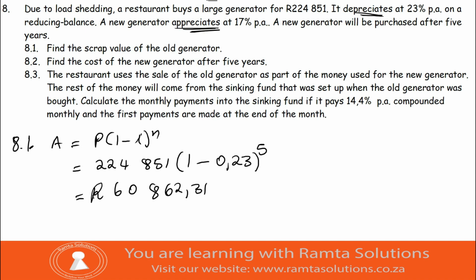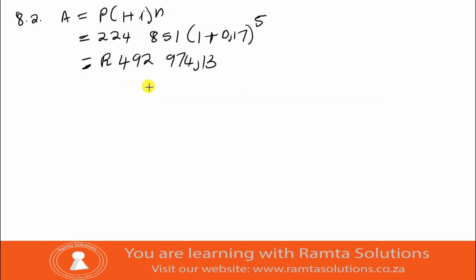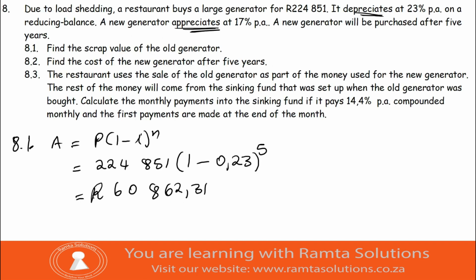Wow, this is crazy. Look at its value after 5 years. The value of an old generator after 5 years, and look at the value of the new generator after 5 years. Now the restaurant uses the sale of the old generator as part of the money used for the new generator.